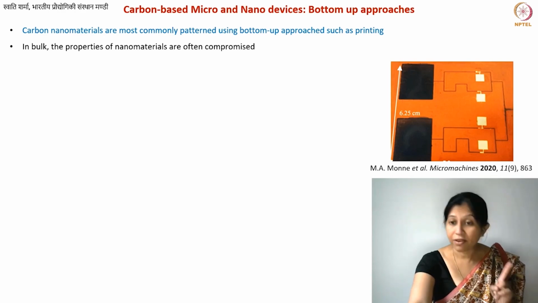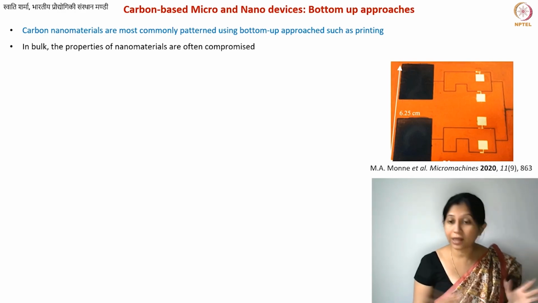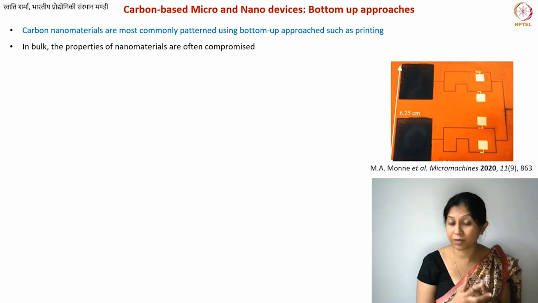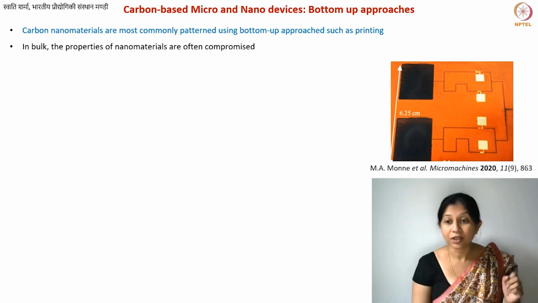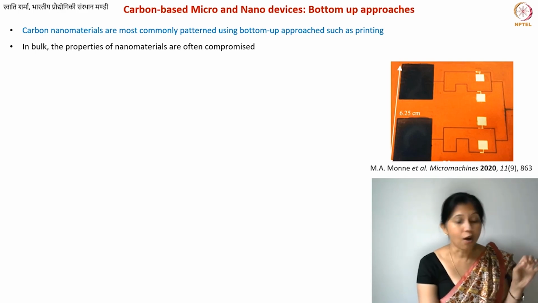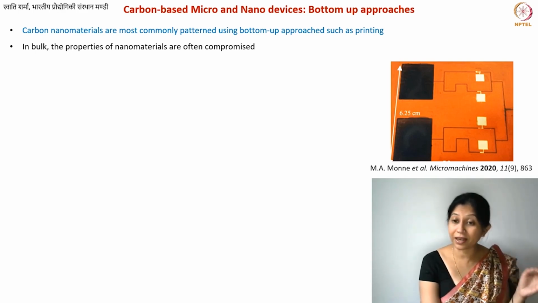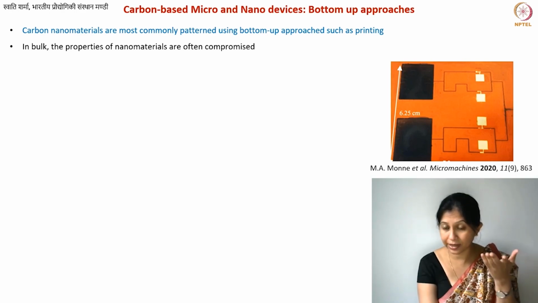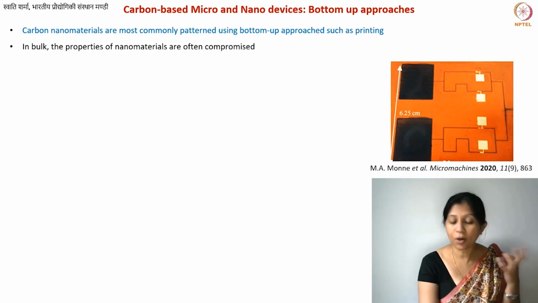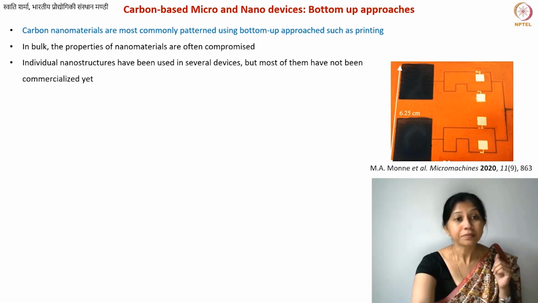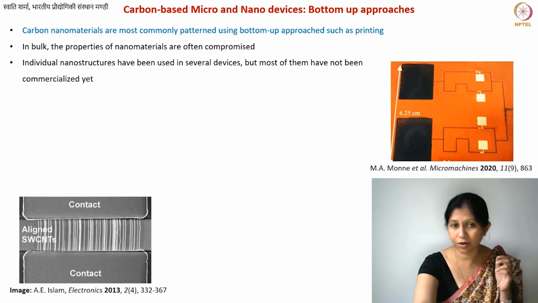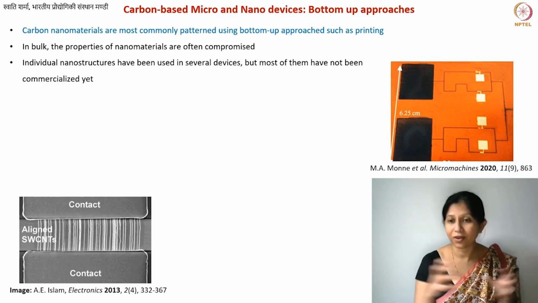Okay. However, you know this, and in all the nanomaterial lectures I have mentioned this multiple times, that when you're using a nanomaterial in bulk, you're often compromising the properties. You're not going to get the properties of a single graphene sheet or single carbon nanotube when you're doing printing like this and really making a bulk type of structure. So your properties will definitely be compromised. Still, you can get reasonable properties.